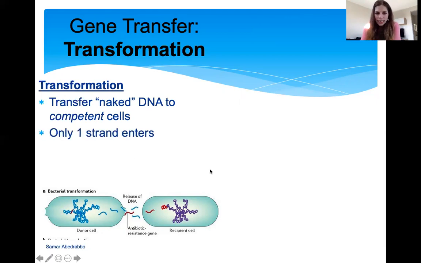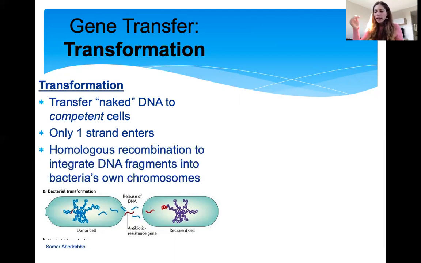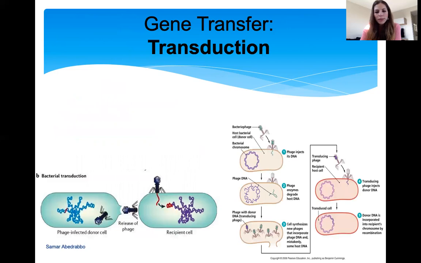And only one DNA strand enters, because remember, DNA is double-stranded. Then after the DNA enters the bacterial cell, you need to get that DNA into the bacteria's own DNA. So something called homologous recombination happens. Homologous recombination is when that foreign DNA is incorporated into the host bacteria's DNA. And now we have a bacteria that's been transformed. So that was transformation.